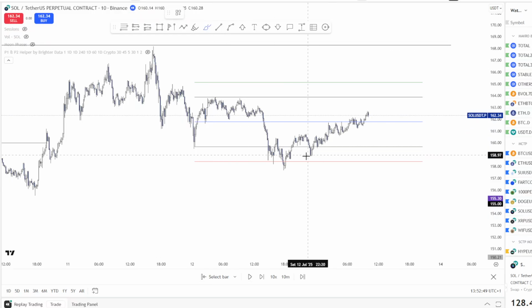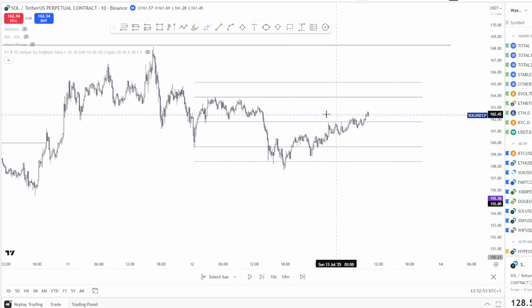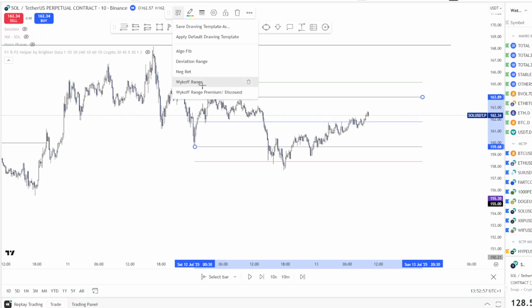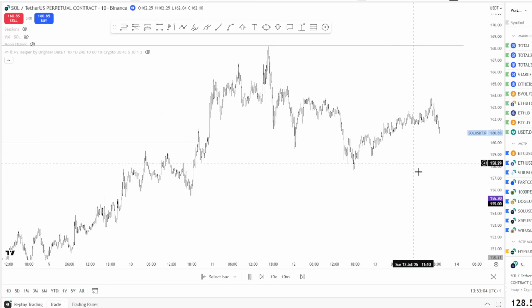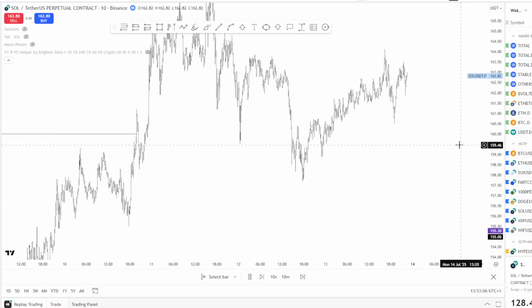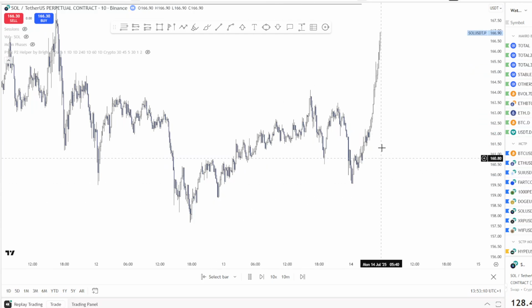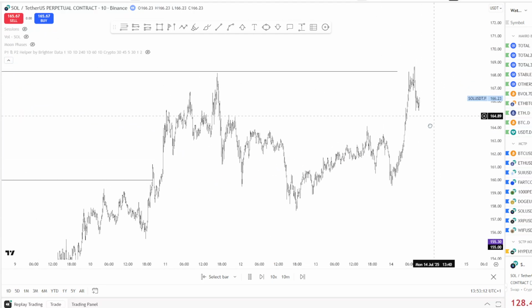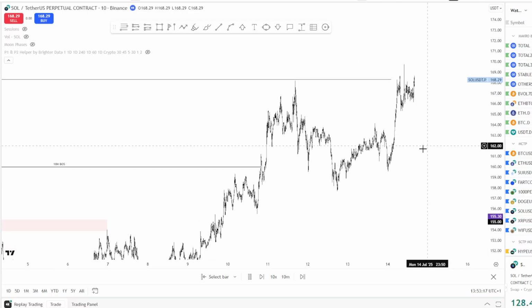For an accumulation, I would actually want all this liquidity to get taken. This is the opposite of what you want from an accumulation. Okay, it's not valid anymore. Again, distribution, take the liquidity, continuation. Insane. Okay.